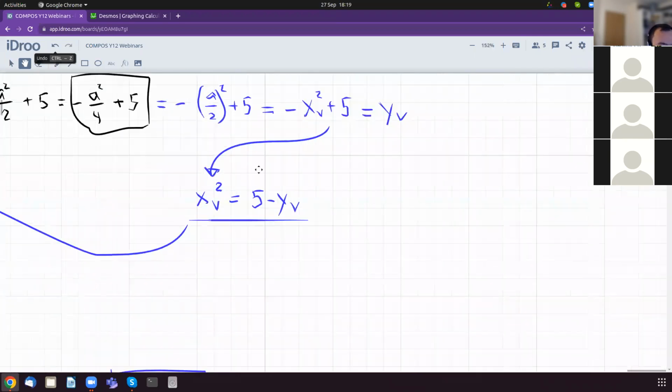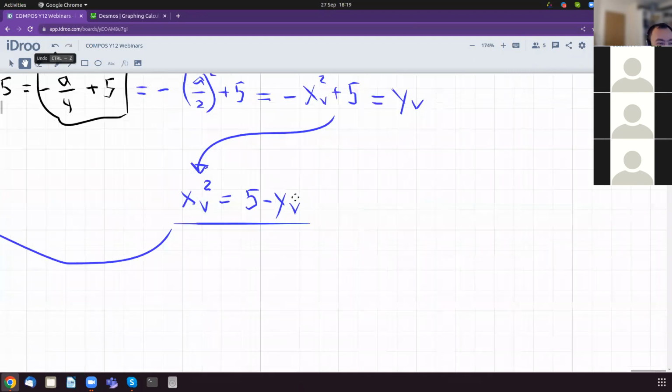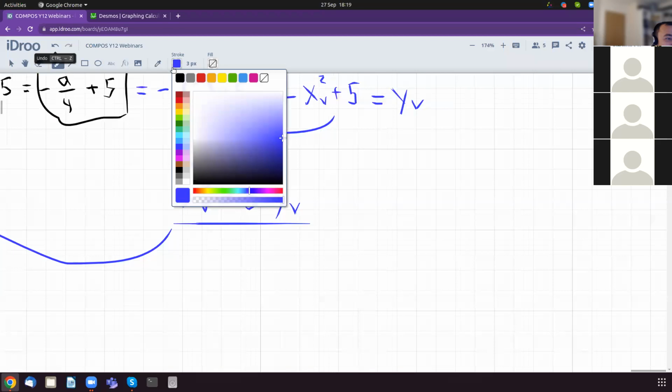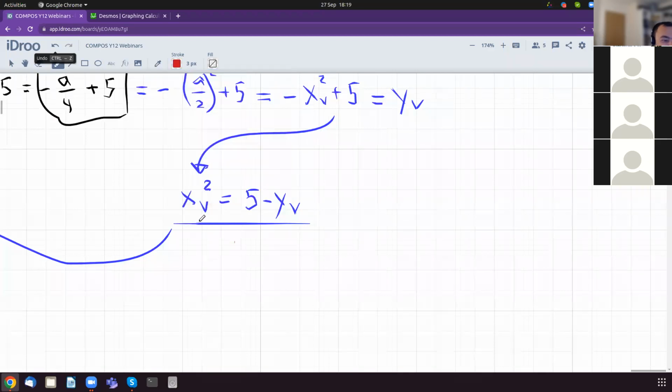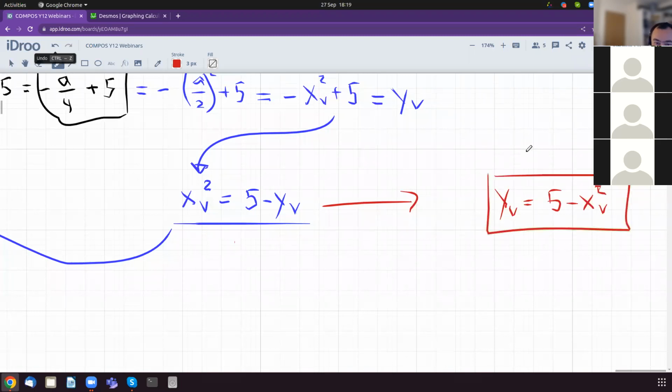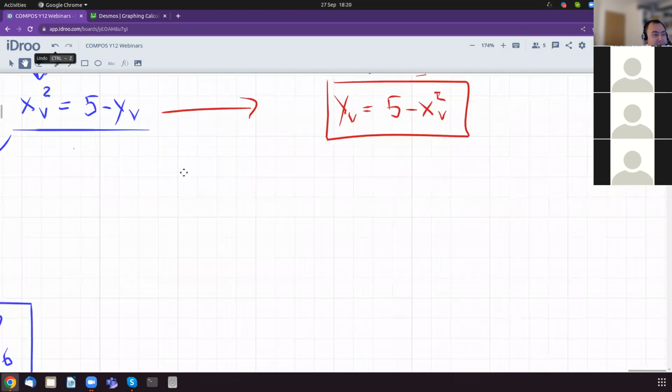Oh, actually here it is. From here, I can say that y vertex is equal to 5 minus x vertex squared. So this is the locus of the points traced by the vertex of the parabola. You can add a sketch.